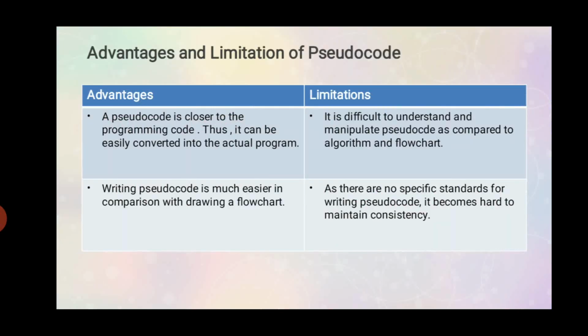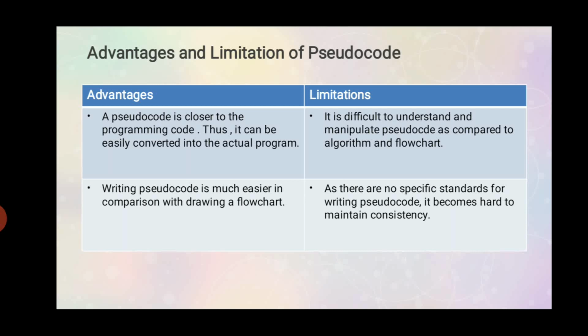So see here, the advantages and disadvantages of pseudocode. Everything has its pros and cons, right? Pseudocode advantage: it's similar to the actual program, so we can easily convert it into the main program, the actual program that we run on the computer. And limitation: it's difficult to understand compared to algorithms and flowcharts. That means beginners will not understand pseudocode. That's why this is the last topic, and why we are studying this last.